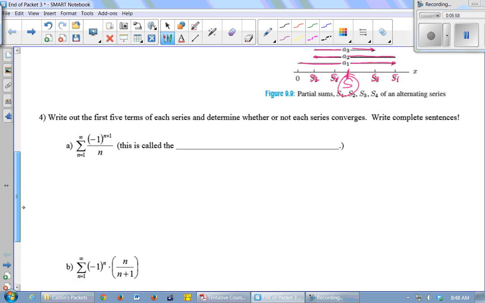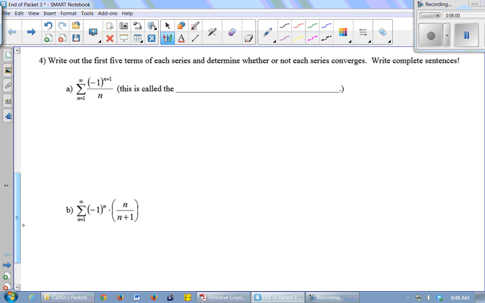Okay, so if I write out the first 5 terms of each of these series, I want to determine whether or not they converge. Let's see, if I plug in a 1 here, I get 1, because n plus 1 is 2. When I take -1 and square it, you get +1 divided by 1. Then plug in a 2, I get -1 cubed, which is -1, and the bottom is a half.